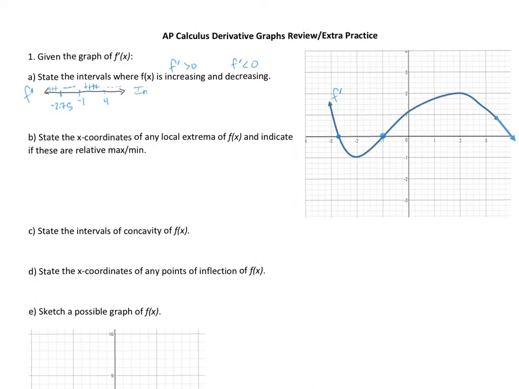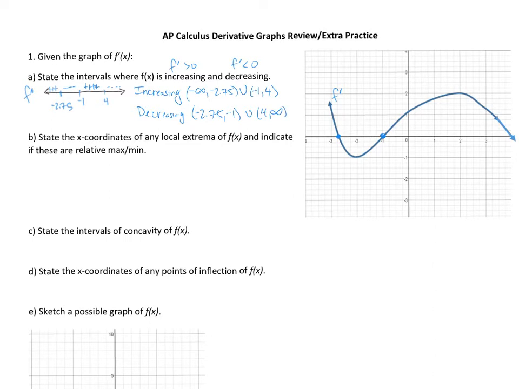So we'll write this down, and we'll say it's increasing when f prime of x is greater than 0. So that's going to be from negative infinity to negative 2.75, and from negative 1 to 4. And so that means it's decreasing from negative 2.75 to negative 1 and 4 to infinity. Okay, moving on to part B.